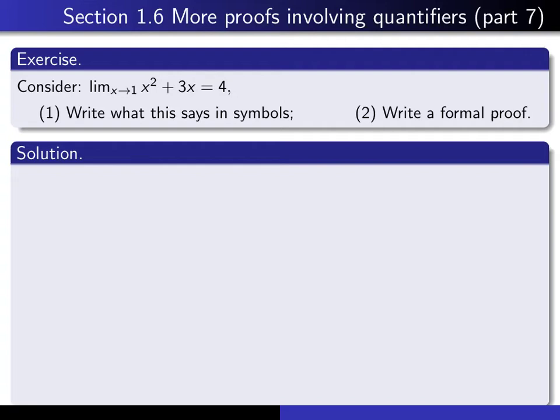This is part 7 in our series of lectures on section 1.6. In this lecture, we're going to look at this particular limit. The limit as x goes to 1 of x squared plus 3x, which of course is equal to 4. First I want you to write out what it says in symbols, and then I want you to write a formal proof.